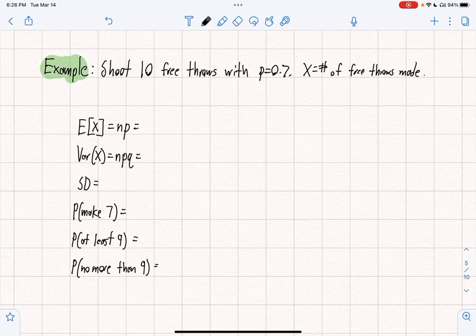So I would recommend go through and try to answer these questions. So expected value, variance, standard deviation, probability we make exactly 7, at least 9, and no more than 9. Okay, so I'm going to work through this now.